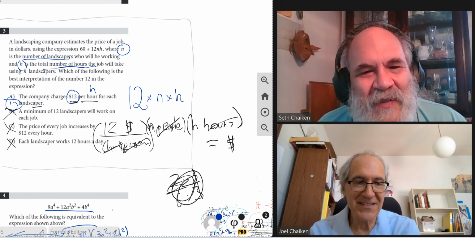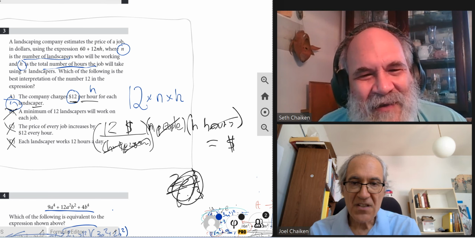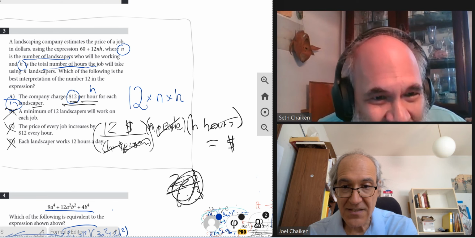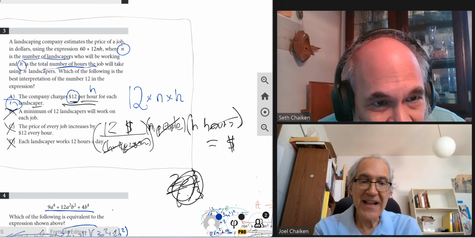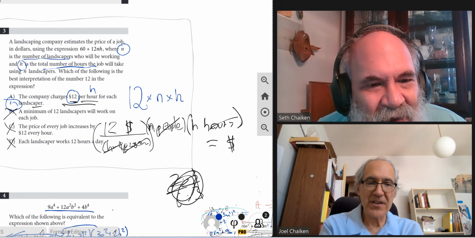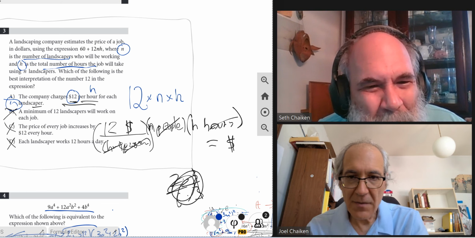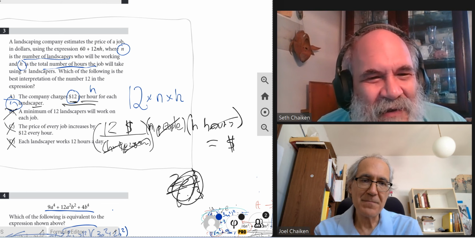And they add that to the $60, which is the fixed cost. So you can do this through unit analysis. You can see that A is the answer when you put the units in. Unit analysis is incredibly powerful. Here it's totally overkill, but in a lot of problems it's not overkill.